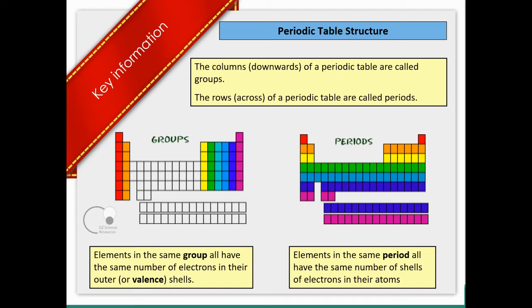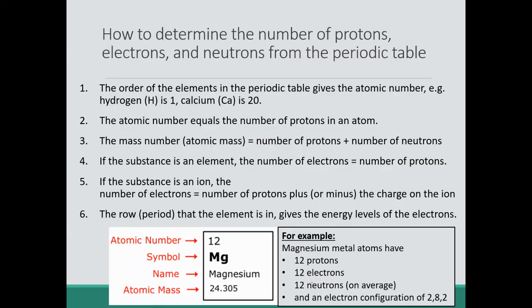The periodic table is about 150 years old, and the columns, the up and down columns on the periodic table, are called groups. The rows are known as periods. Elements in the same group all have the same number of electrons in their valence shells. If they're in the same column, they have the same number of electrons on the outside. Elements in the same period, or the same row, have the same number of shells of electrons in their atoms. We're going to look at that a bit further.